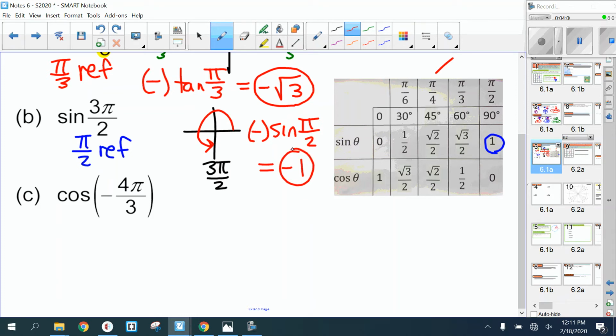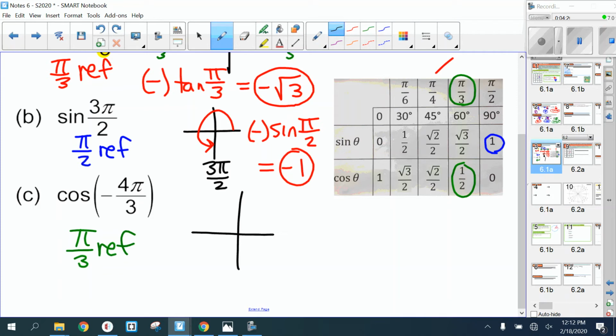I don't need to change that to degrees. I don't want to change that to degrees. It's going to take too much time. The next one, you can see very quickly that this is a pi over 3 reference. So we know we're looking at this in the chart. If I did cosine pi over 3, I'm going to get 1/2. I just don't know if it's negative. I have to look at where we are so I know if we're negative.